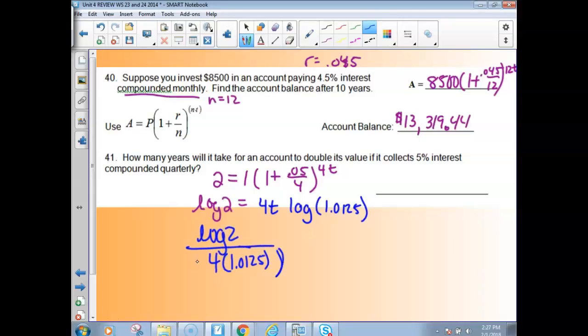Careful about your parentheses. You need it around the whole denominator if you're going to type that at once. And it's about 14 years. I think it comes out to 13.98 or something. 94? 95. So about 14 years is fine.